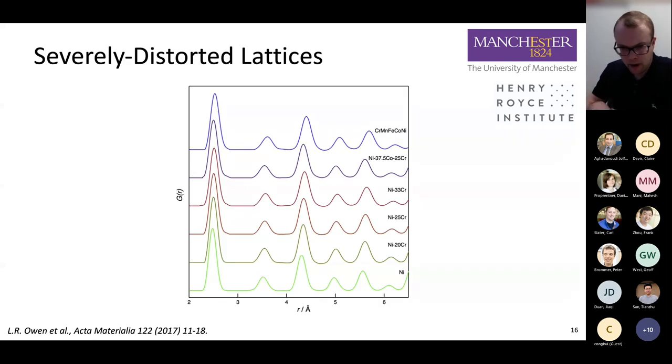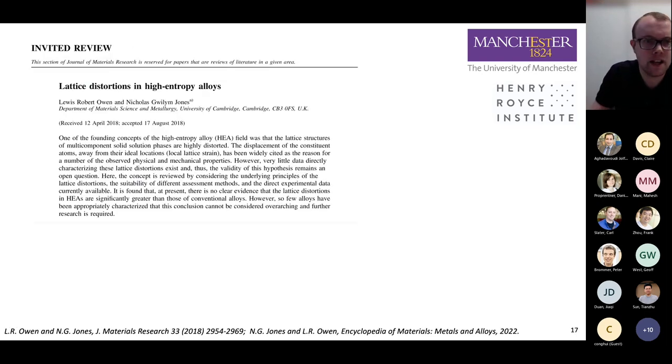Okay, and the problem is that you might think, well, okay, this obviously won't be an example of a severely distorted alloy because all these elements are next to each other. That's true. Unfortunately, when you try and make a system which should have a lot of distortion, it then becomes more tricky to measure because often you have phase decomposition then.